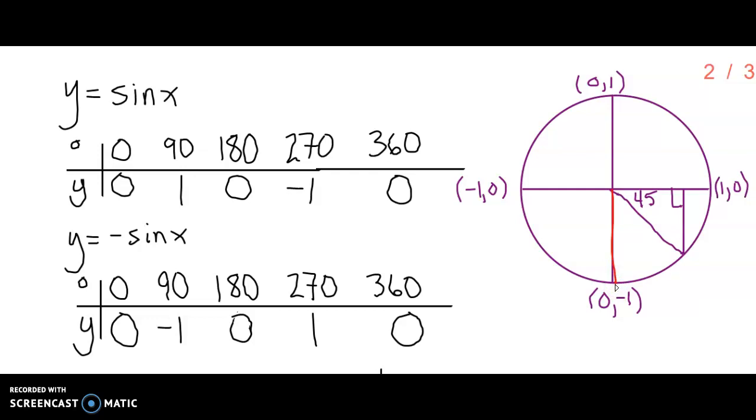And then 180, 0, 270, 1, 360, and we're back again.